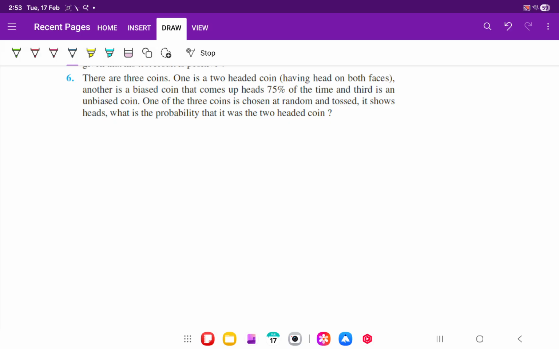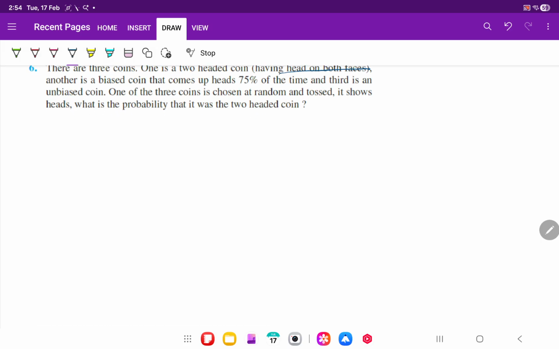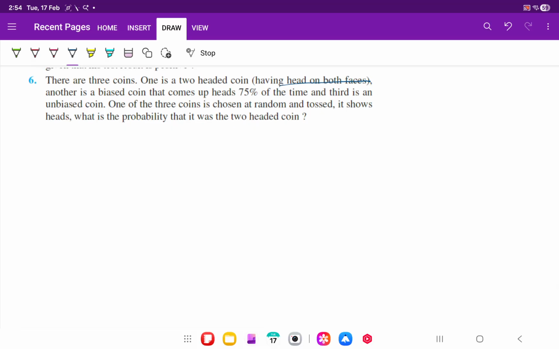There are 3 coins. One is a 2-headed coin, having head on both sides. 2-headed means both are head. Another is biased, meaning one side is head, one side is tail, so 75% of the time it comes head. The third one is an unbiased coin. Unbiased means 50% head, 50% tail. Then one of the coins is selected and tossed. It shows head. So what is the probability that it was the 2-headed coin, the first one, which means both sides were head?